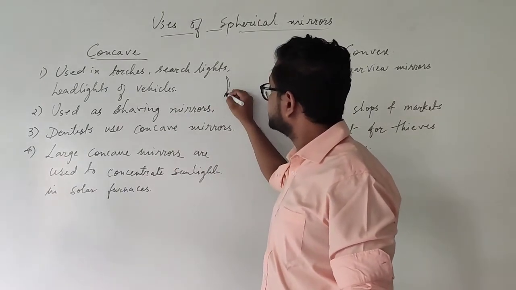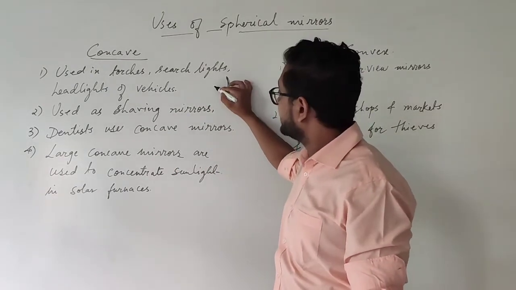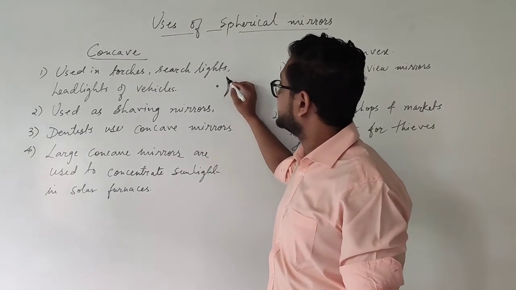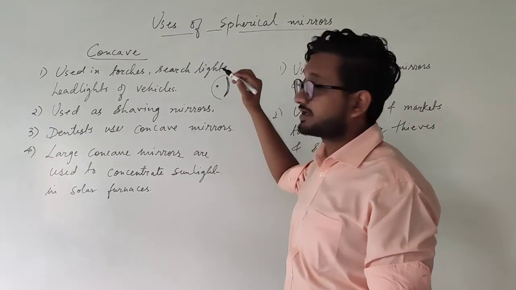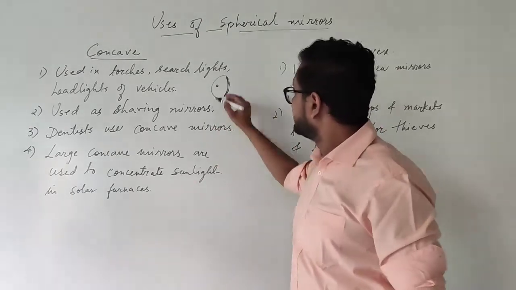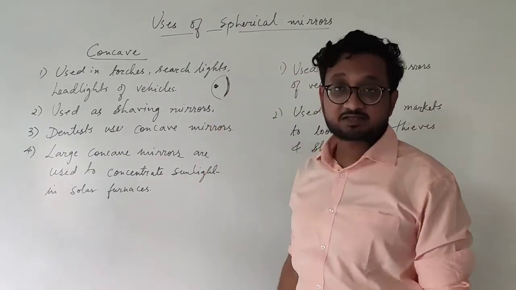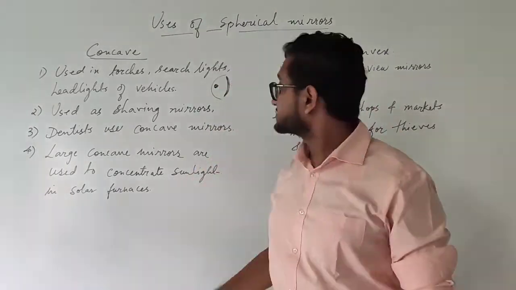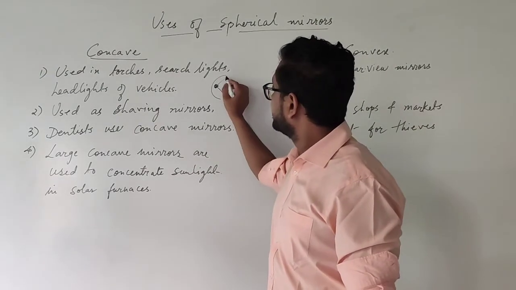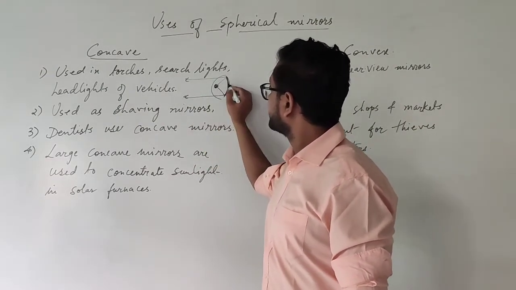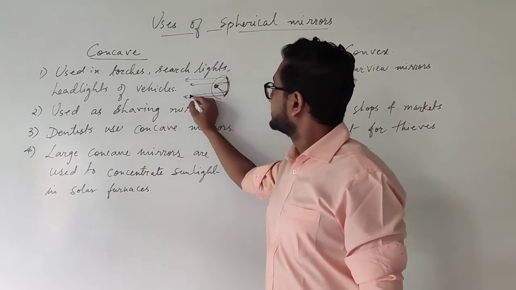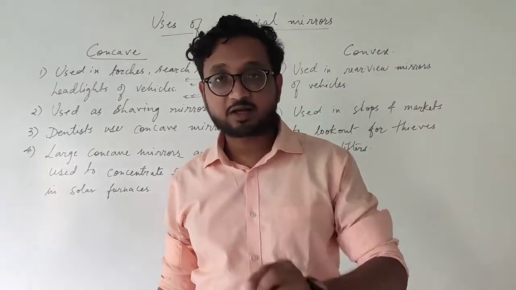A shiny surface is kept behind, and there is a bulb placed over here like this, and then it is covered with glass like this. The reason being that the bulb over here shines and it is kept at the focus point in such a way that the rays of light all go in the forward direction like this, thus creating a powerful parallel beam of light.